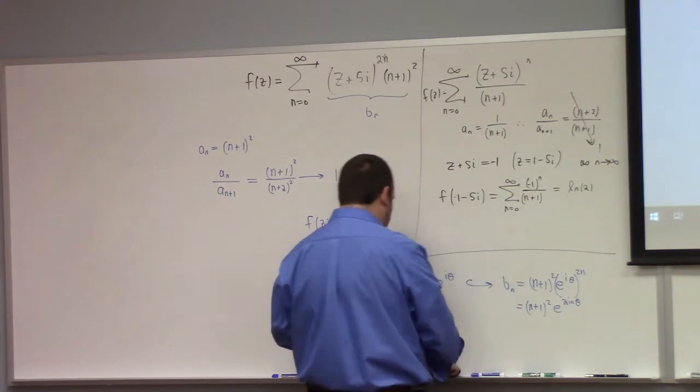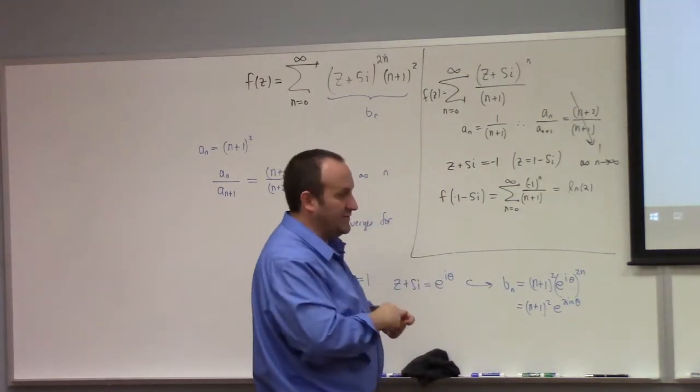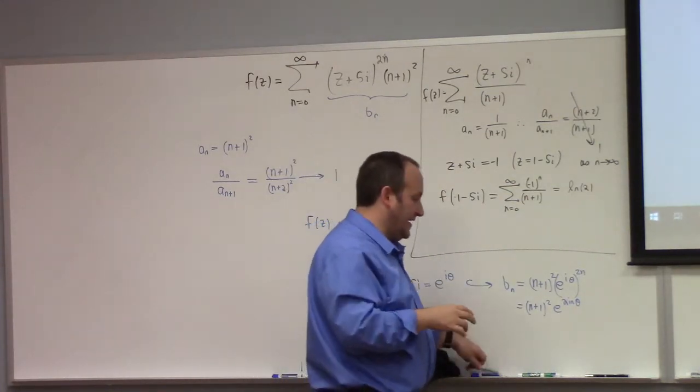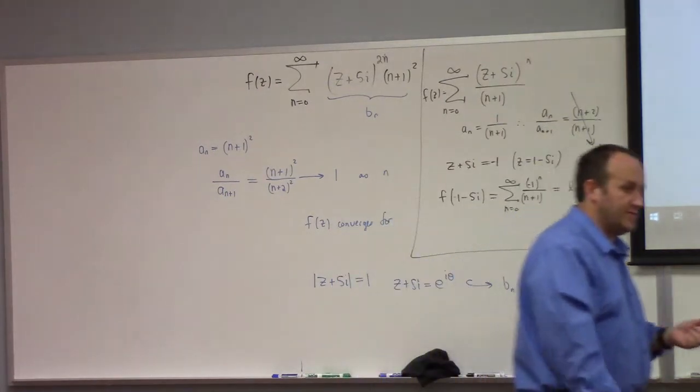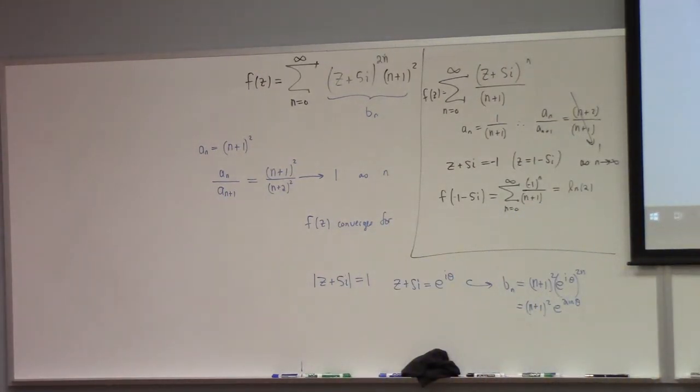Anyway, I warned you guys about this in class, that if you start analyzing what happens at the actual radius of convergence, it can be very complicated. Here I have examples, in fact, in the analytic continuation section about precisely this issue.